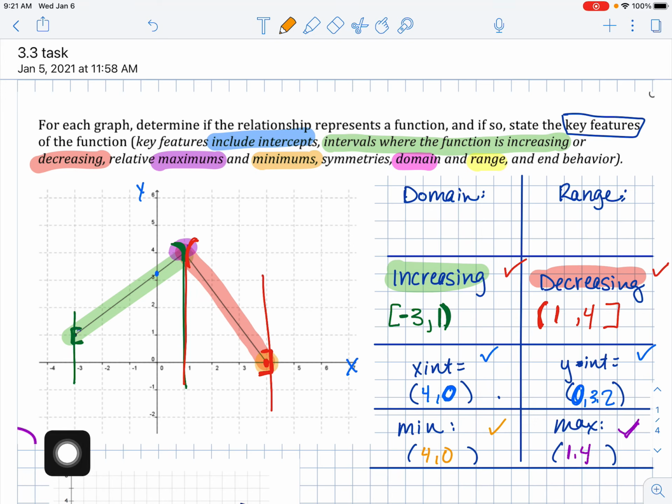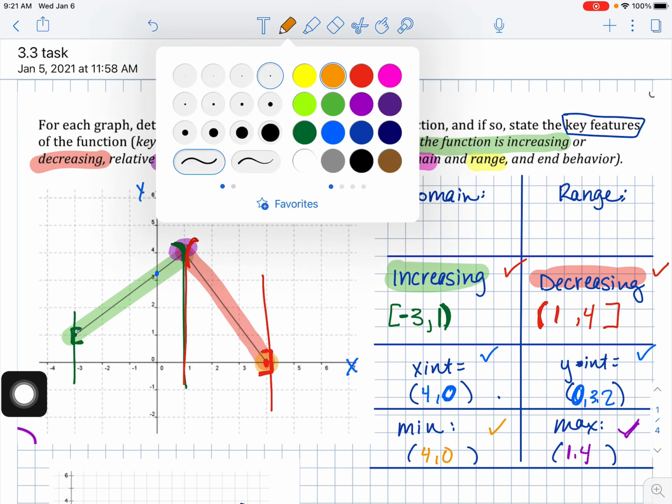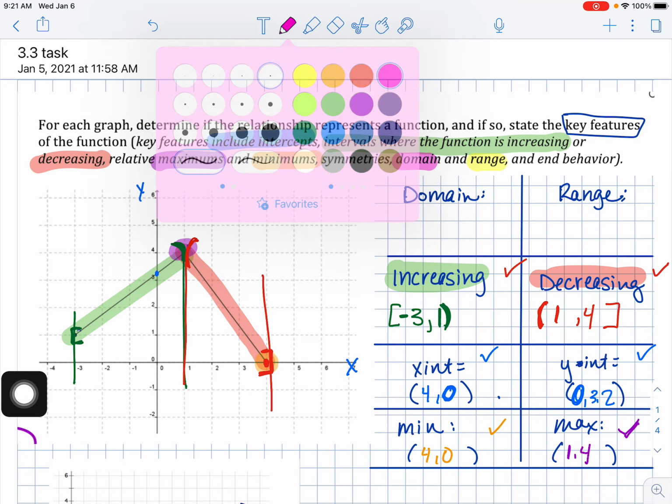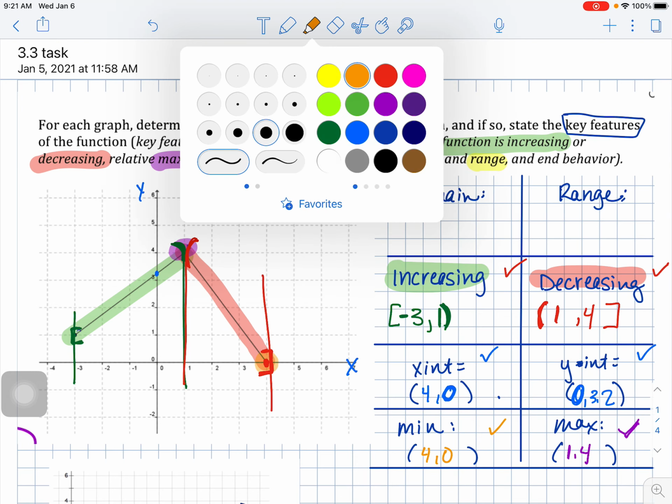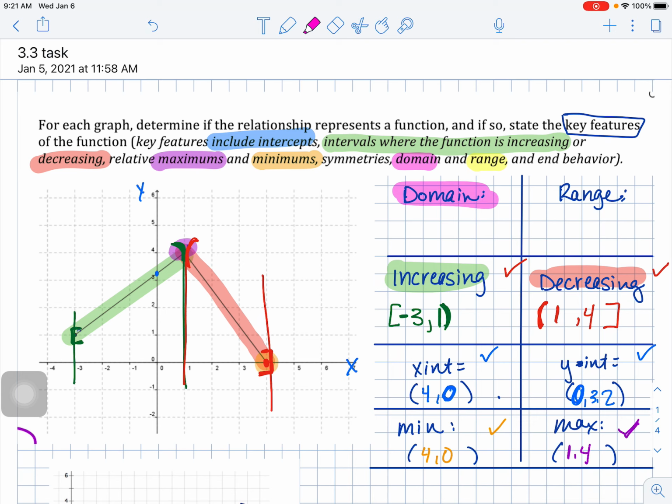So if you remember me being annoying and saying domain is your width. How wide is your graph? What are the x values? Oops, I meant to highlight that. What are the x values for this graph? So remember x goes left and right, so find the leftmost point in this graph, which is right here. So my domain starts at -3, and it is a closed circle, so I'm going to give that a bracket.